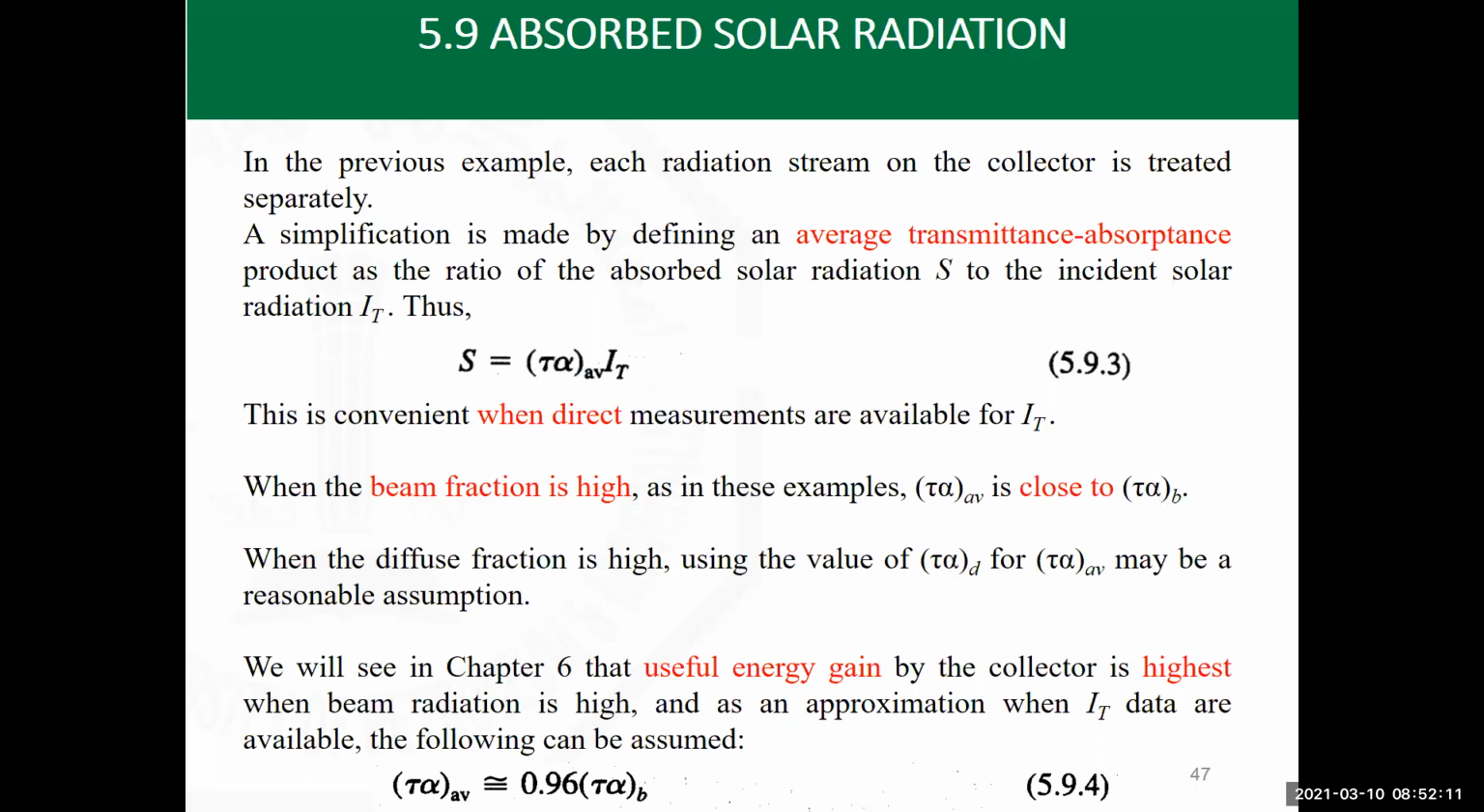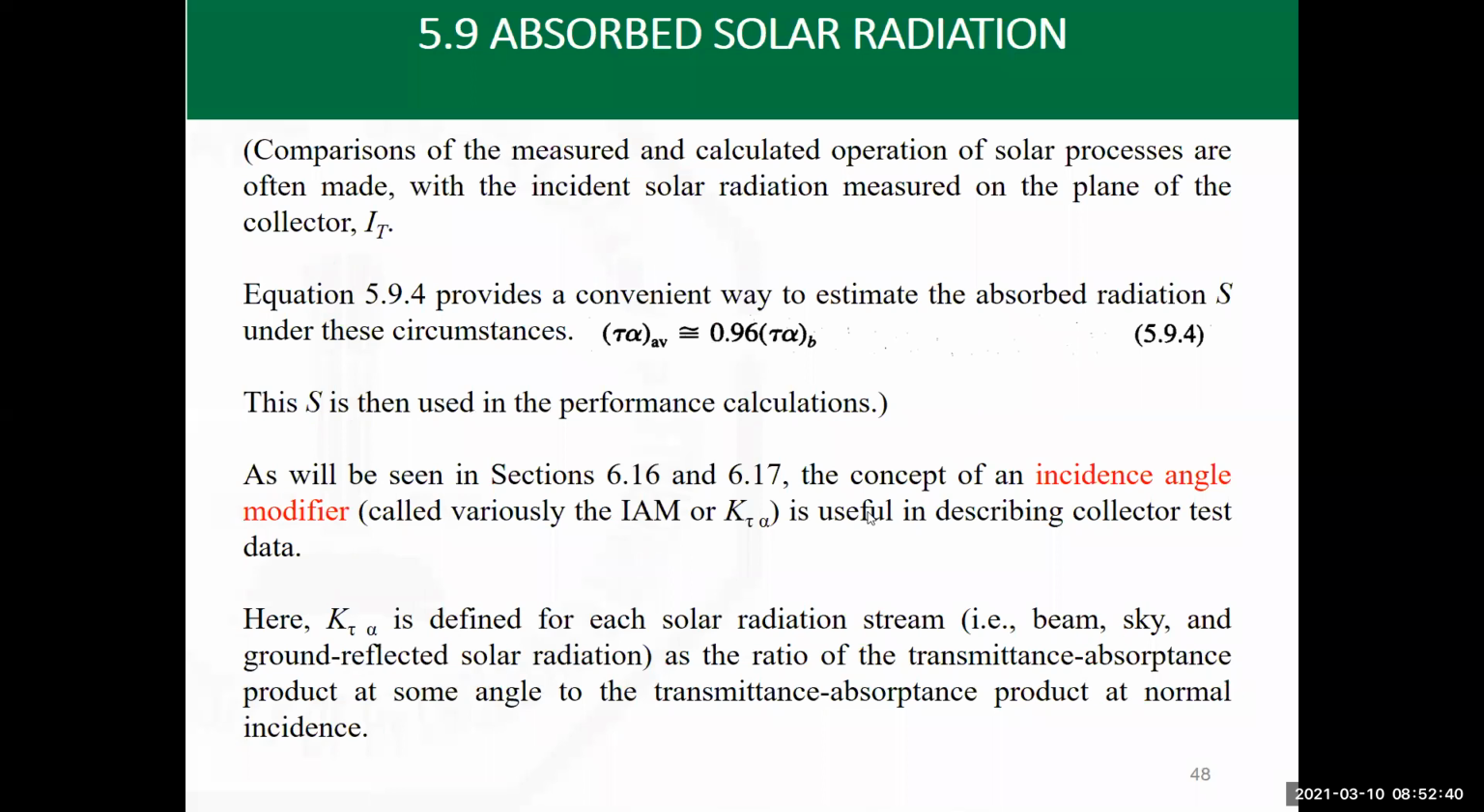We are going to see in our next chapter, chapter 6, that the useful energy gain by the collector is usually highest when the beam radiation component is high. As an approximation, the value of tau alpha average could be estimated as 0.96 times tau alpha b. We are going to refer back to this when we reach chapter 6, talking about the flat plate collector.